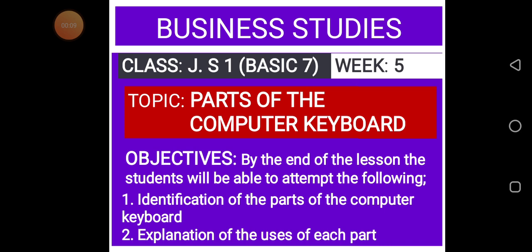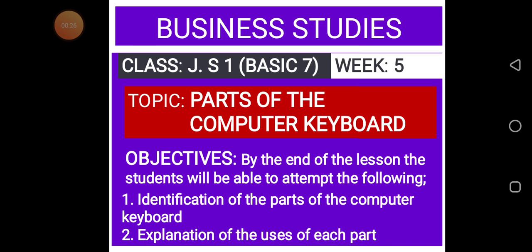And once again, it's your favorite subject, business studies. And this is week 5. The class is basic 7. And we are treating the topic that says parts of the computer keyboard. Parts of the computer keyboard.